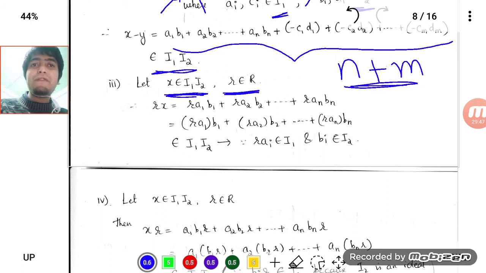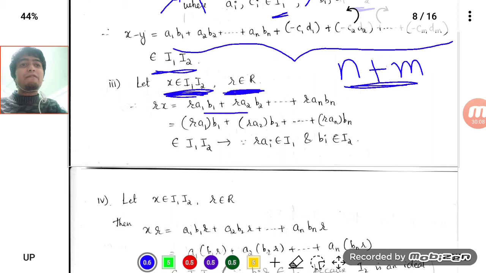So the third one, that x belongs to I1, I2, and r belongs to R. Okay, we are proving the conditions for an ideal. Just see the conditions for an ideal if you don't remember. This is the third condition: x belongs to the set that we want to prove is an ideal, and r should belong to R. If x belongs to I1, I2, then it will have that form. If you multiply it with r, you will have this.